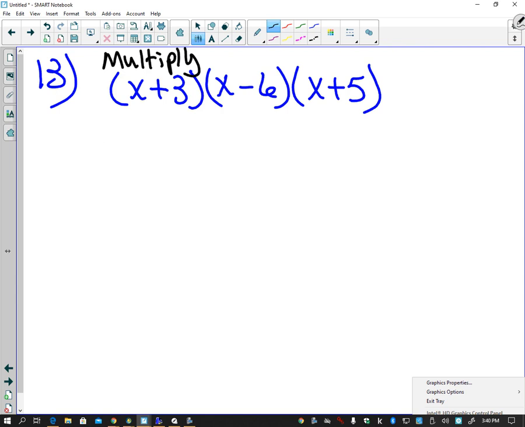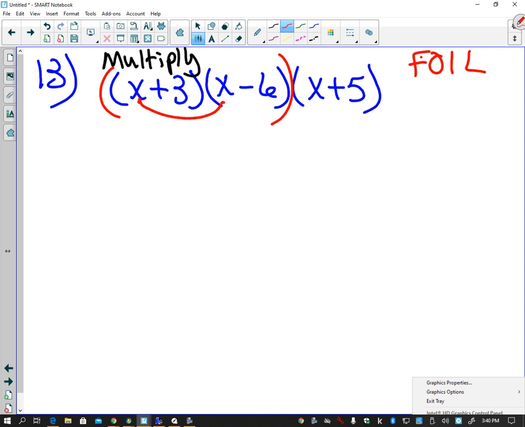Okay, so we're actually going to do FOIL a few times here. What I'm going to do is the leftmost pair. You can do the rightmost pair, it won't matter, but we're going to do the leftmost pair here. So we're going to do FOIL: first, outer, inner, last. I'll put that little FOIL, okay, just as a reminder.